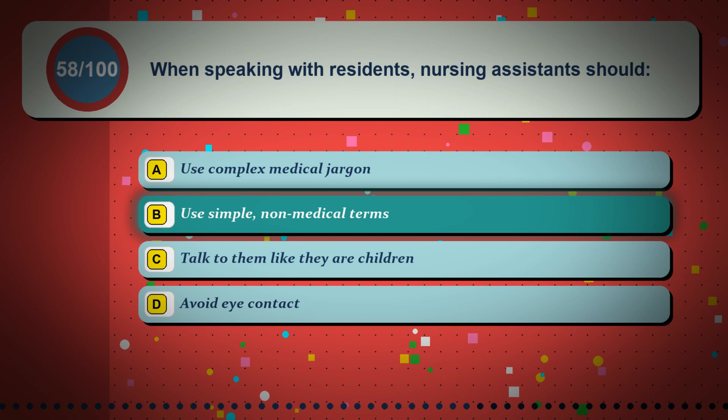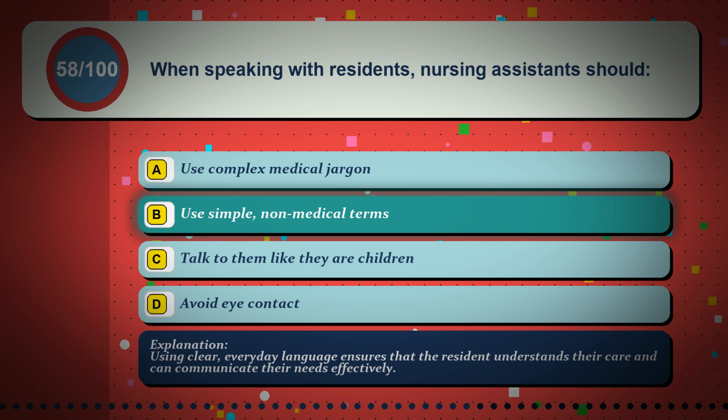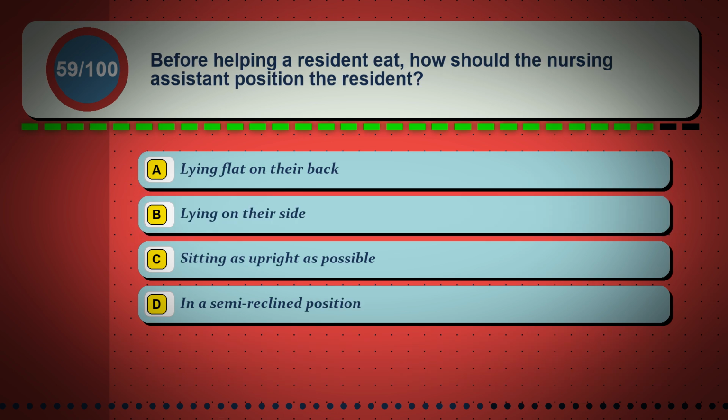The correct answer is option B. Use simple, non-medical terms. Using clear, everyday language ensures that the resident understands their care and can communicate their needs effectively. Question 59. Before helping a resident eat, how should the nursing assistant position the resident?